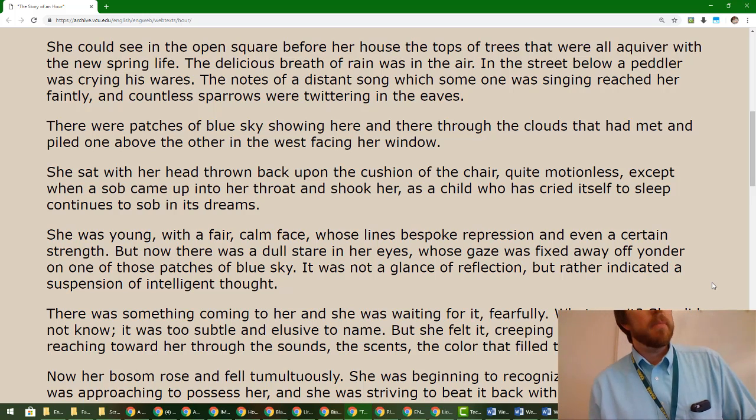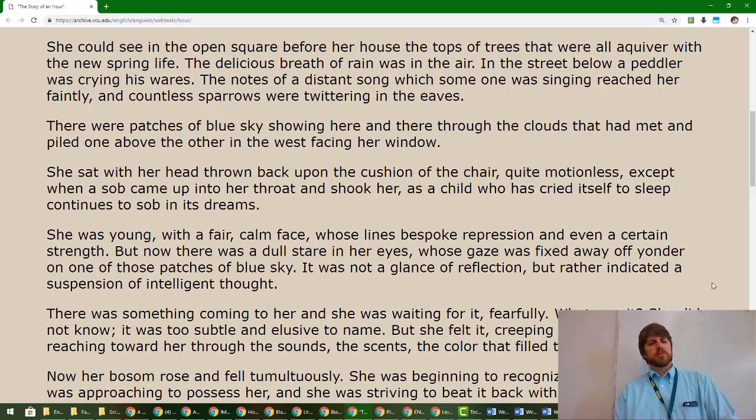In the street below, a peddler was crying his wares. The notes of a distant song which someone was singing reached her faintly, and countless sparrows were twittering in the eaves. There were patches of blue sky showing here and there through the clouds that had met and piled one above the other in the west facing her window.